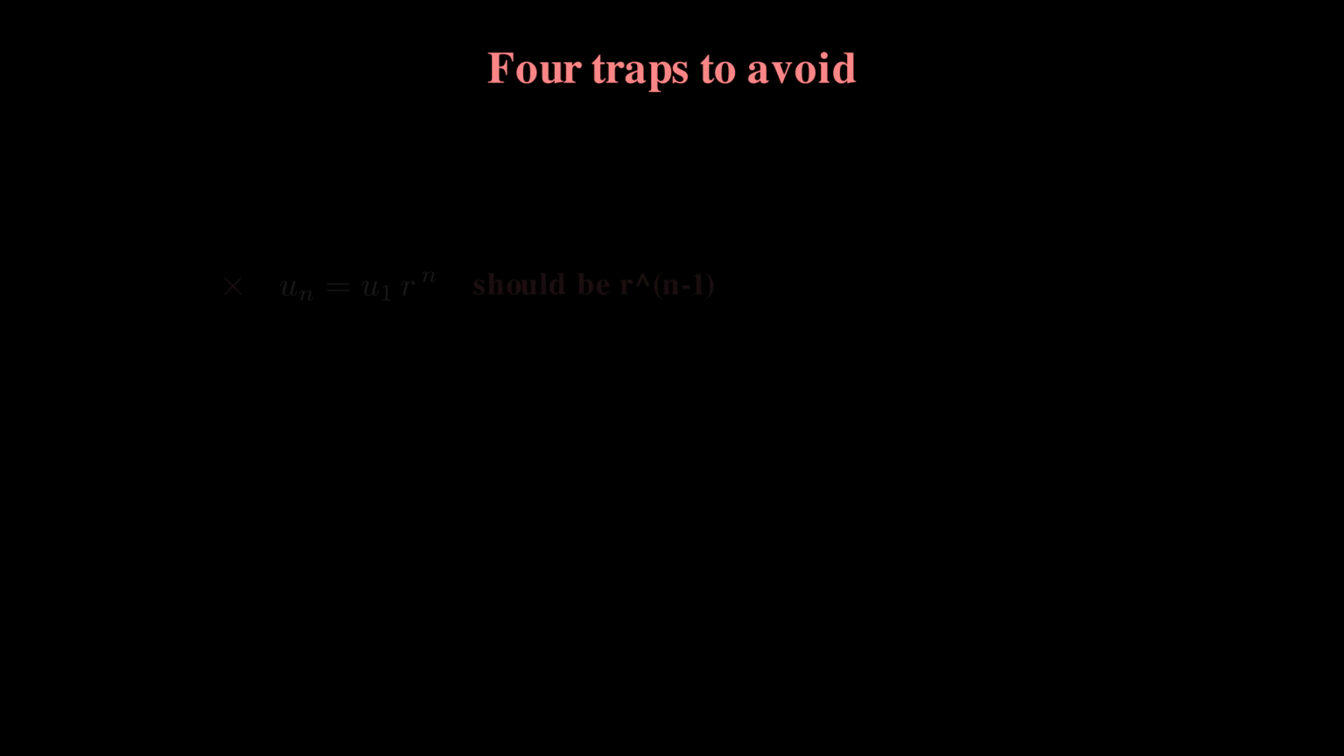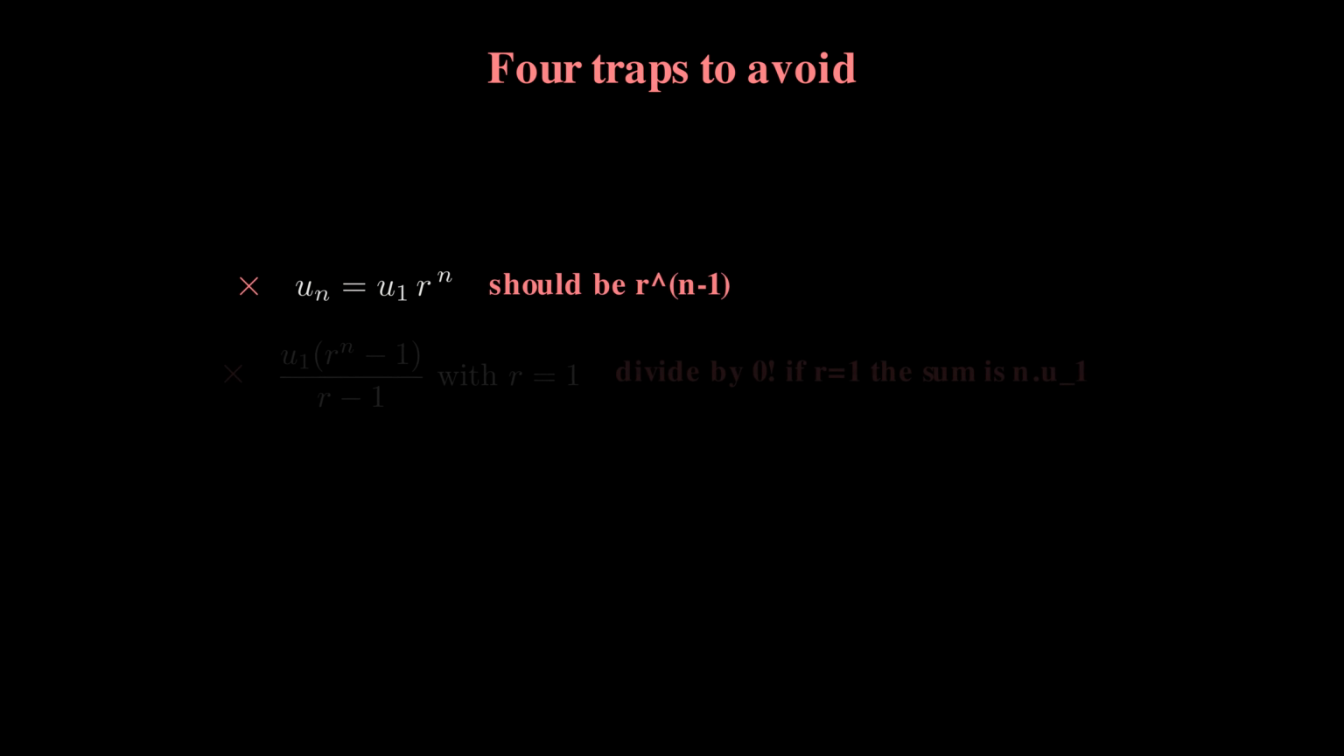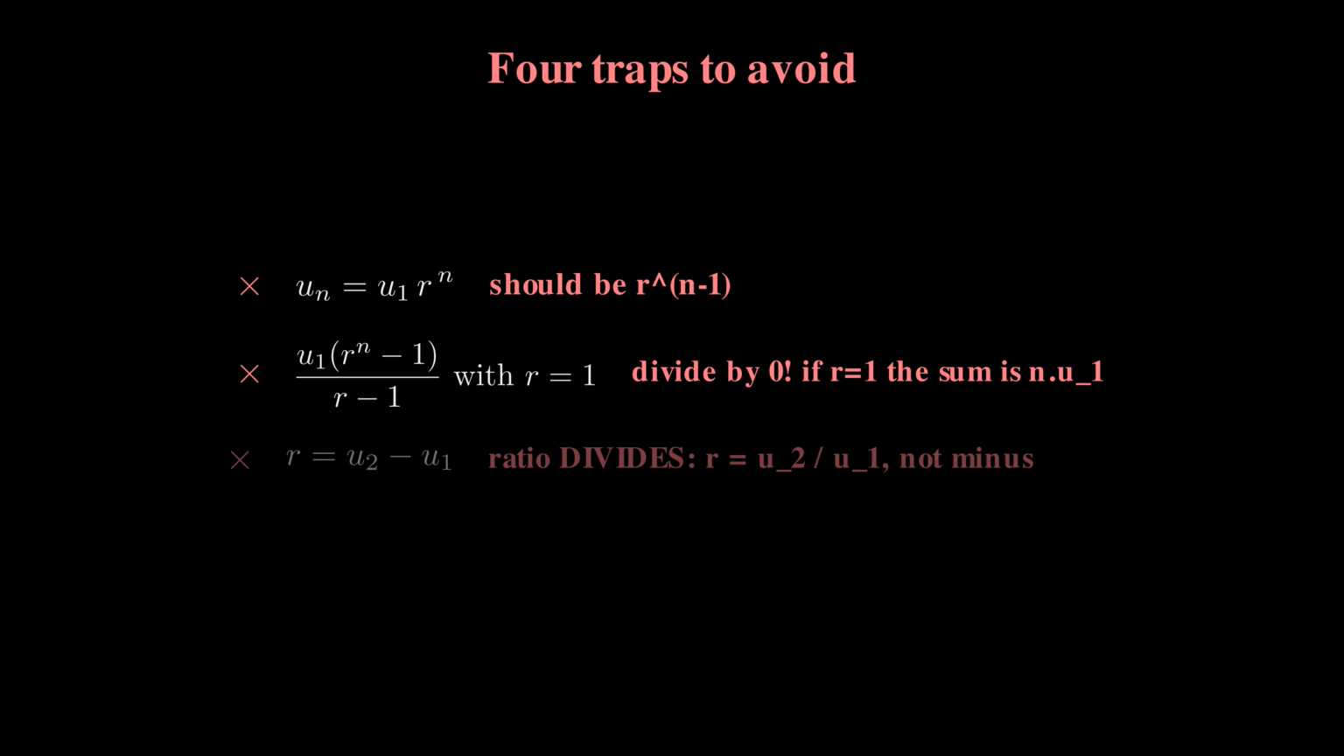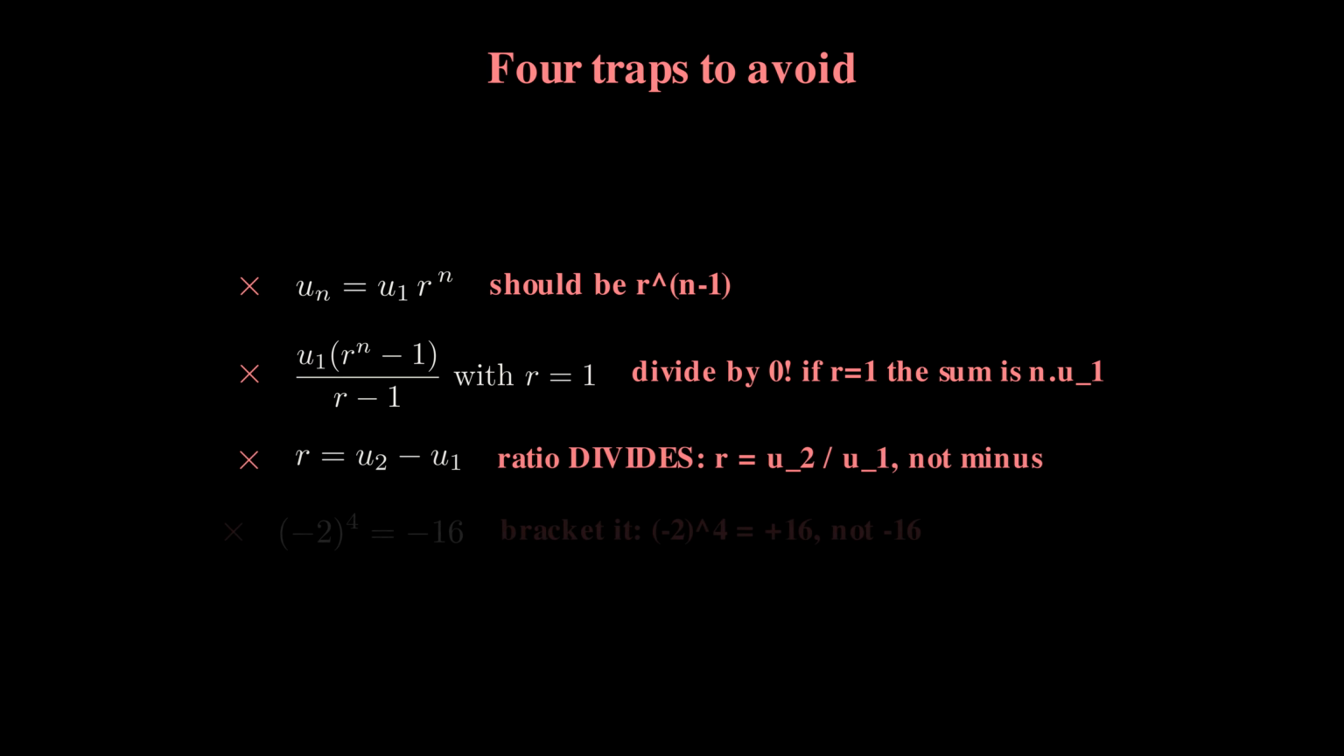2. Using the sum formula when r equals 1. You divide by 0. If r is 1, the sum is just n times u1. 3. The big conceptual one. Confusing ratio with difference. In a geometric sequence, you divide consecutive terms to find r, you don't subtract. And 4. Sign errors with a negative ratio. Minus 2 to the fourth is positive 16, so always bracket it. Dodge these 4, and geometric series is free marks.